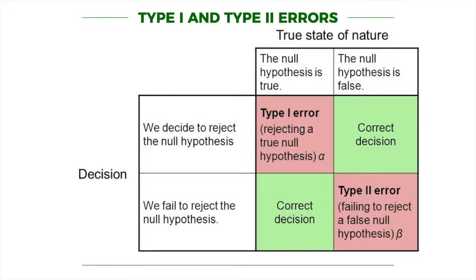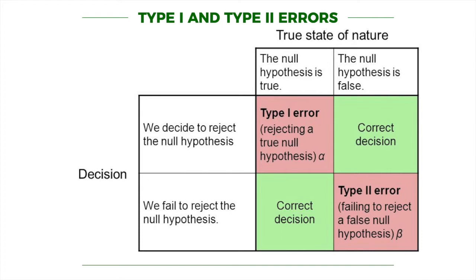The differences between a type 1 and type 2 error can be better explained through this illustration. In this illustration, we have two major parts: the true state of nature and the decision. Under the true state of nature, we have the null hypothesis is true and the null hypothesis is false. And the decisions would be either to reject or to accept.